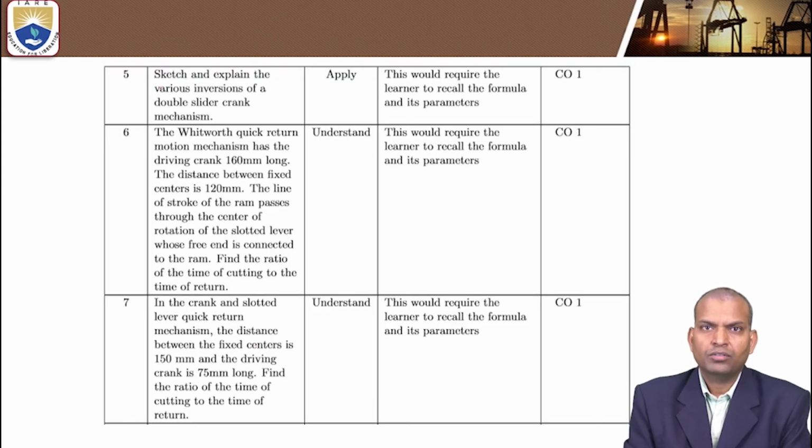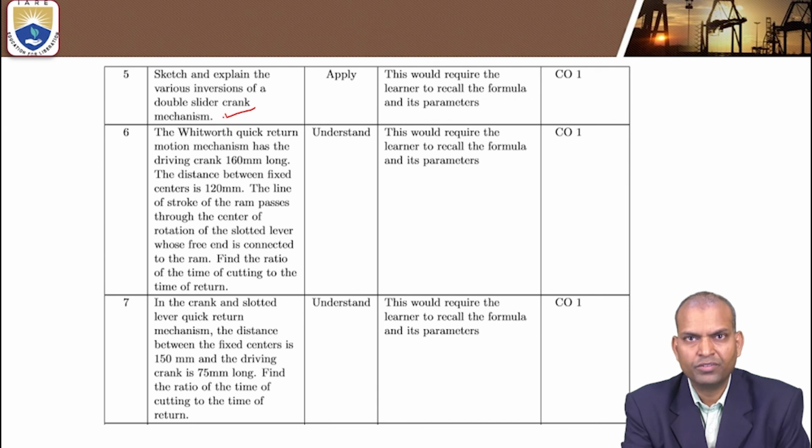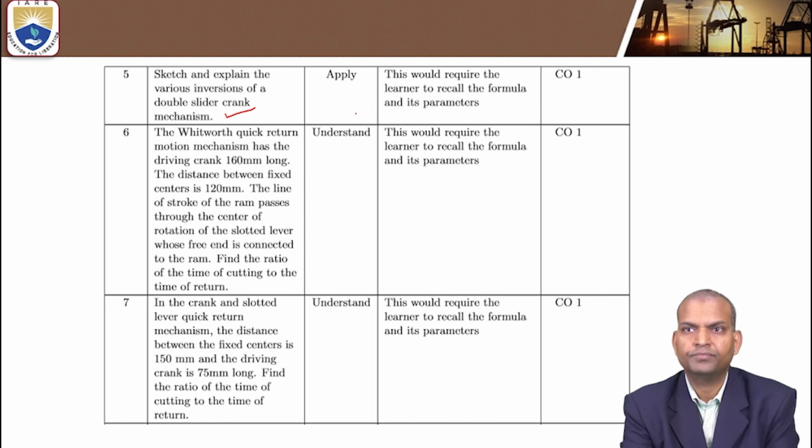Now, question number 5. Sketch and explain the various inversions of the double slider crank chain mechanism. Again, the same question repeated in a different manner. What is the first inversion of the double slider crank chain mechanism? Elliptical trammel. What is the second inversion? Scotch yoke mechanism. What is the name of the third inversion? The third inversion is Oldham's coupling.